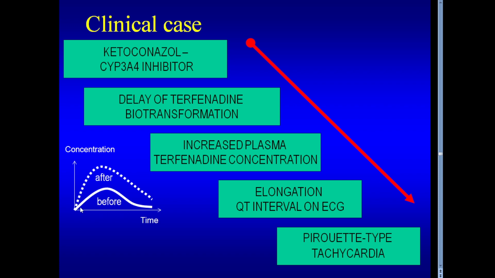So, you see, this is the concentration of terfenadine before using the combination, single. And this is the concentration after usage of the combination. So the increase of plasma concentration causes a specific influence on the heart: elongation of the QT interval and appearance of specific pirouette type tachycardia.